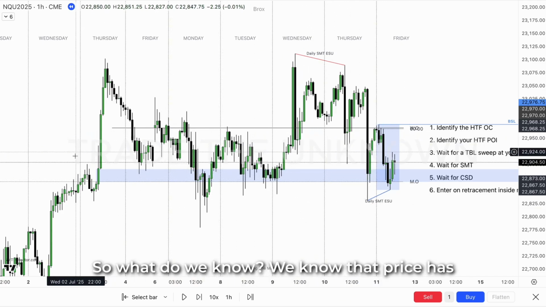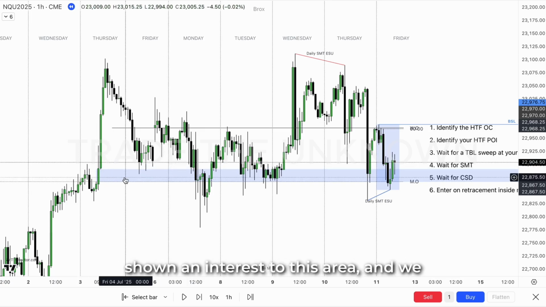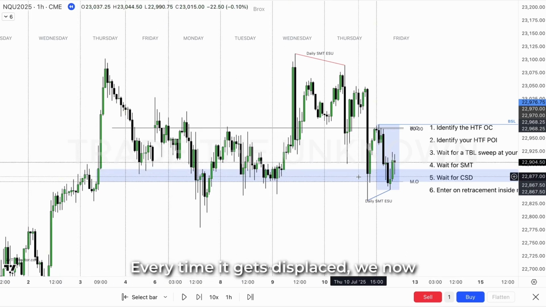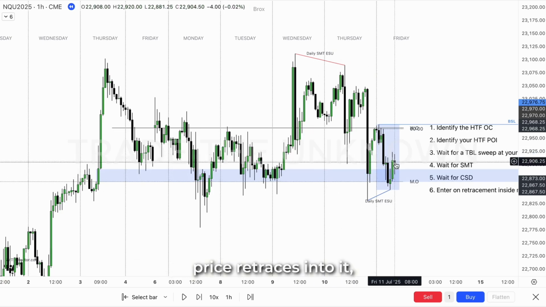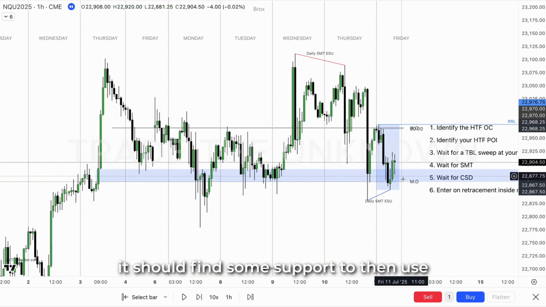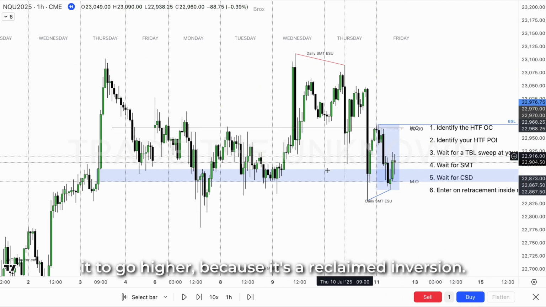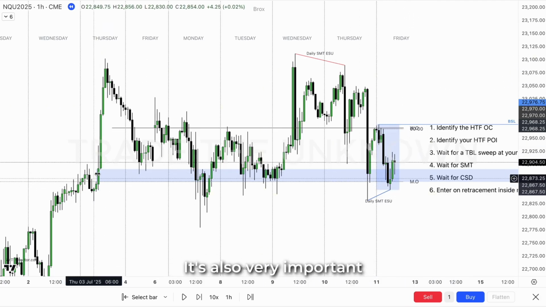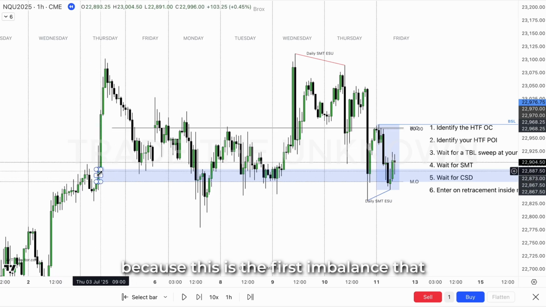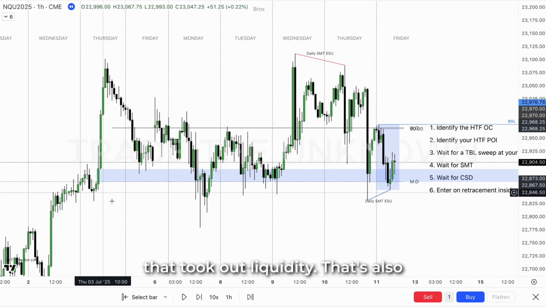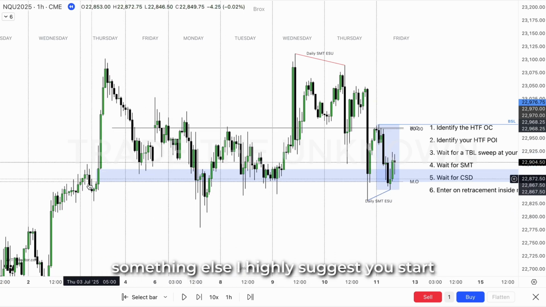So what do we know? We know that price has shown an interest to this area, and we should keep on paying attention to what price wants to do here. Every time it gets displaced, we now expect that whenever price retraces into it, it should find some support to then use it to go higher, because it's a reclaimed inversion. It's also very important because this is the first imbalance that formed on a move higher that took out liquidity. That's also something else I highly suggest you start paying attention to.